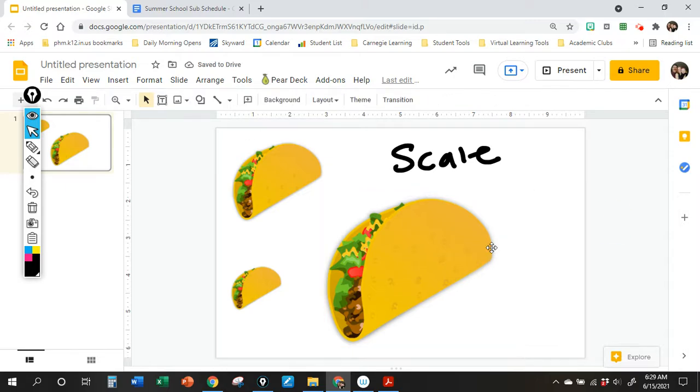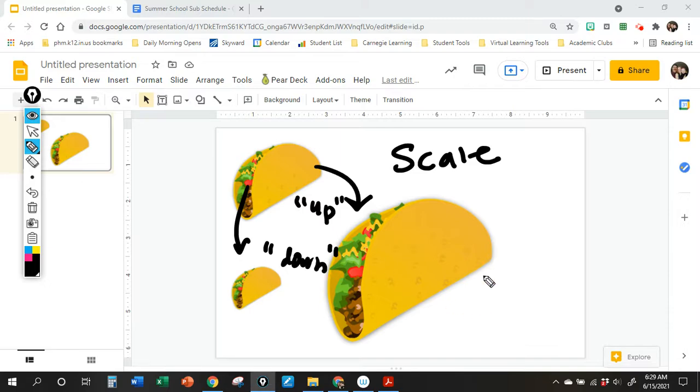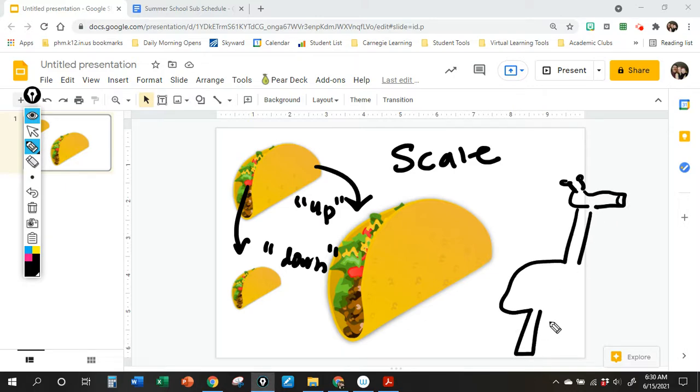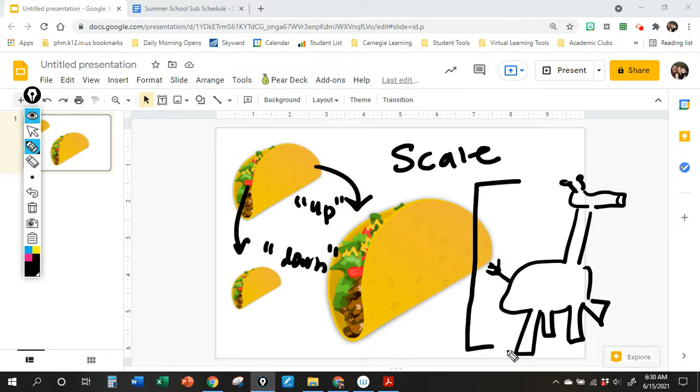So this is an example. Like I just said, this is scaling up and this is scaling down because we've shrunk it down. So imagine you guys are going to be drawing this giraffe, right? Here's my giraffe. Okay. Is this the world's worst giraffe drawing that you've ever seen? Oh my gosh. Is it getting worse? It's getting worse. Oh, and there's his little tail. Okay.